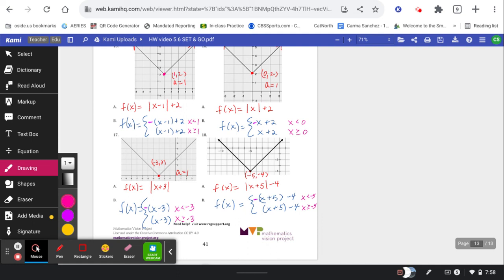I don't want you to forget how to do this because this is still coming up on the Mod 5 test, okay? Good job.